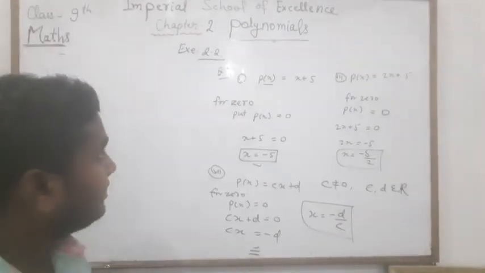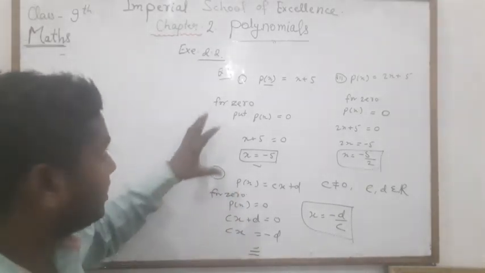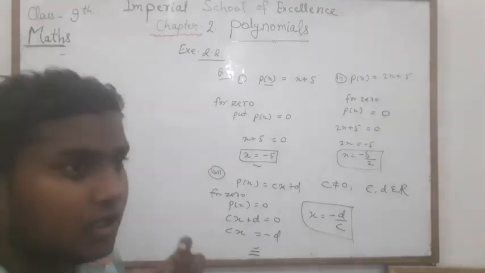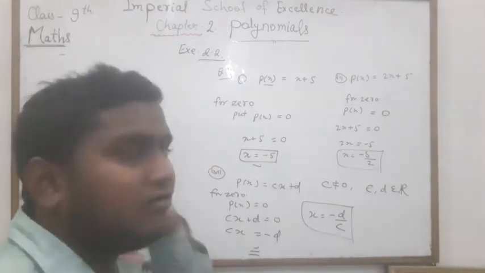So what we have done, for 0 we will put the value of polynomial 0 and we will solve it for the given variable, and certainly we will find the 0.